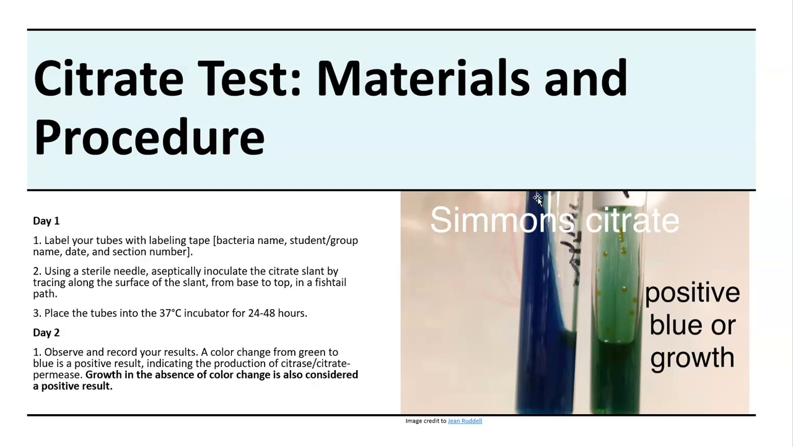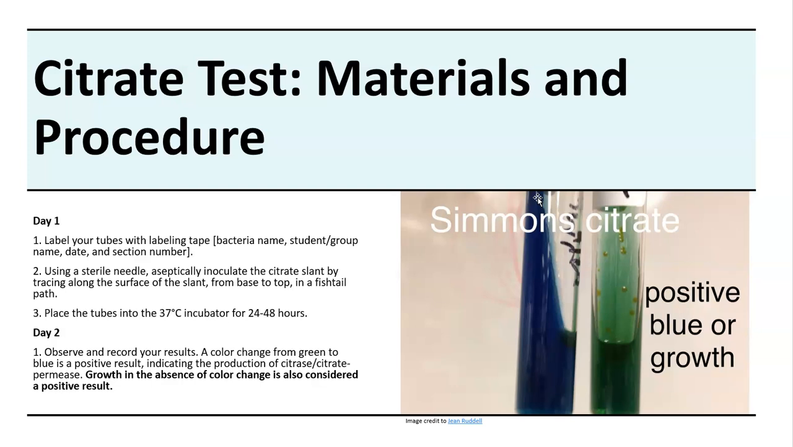If it's blue, that's a definite positive result, meaning your bacteria has the citrase and citrate permease enzymes and is able to use citrate as its sole source of carbon. If it's green and there's no growth happening, then that is a definite negative result. However, sometimes there will be no color change, meaning it's still green. However, there is growth. In cases where it didn't turn colors, it's still green, but we do see growth, that is still interpreted as a positive reaction.